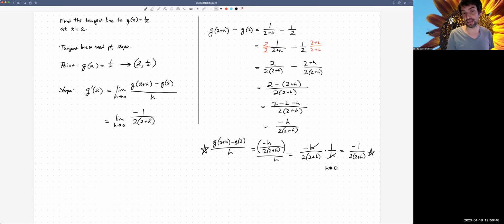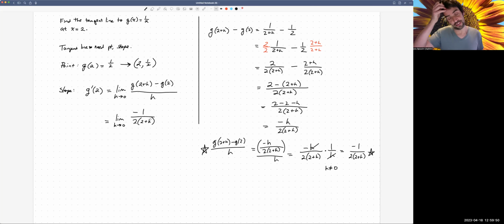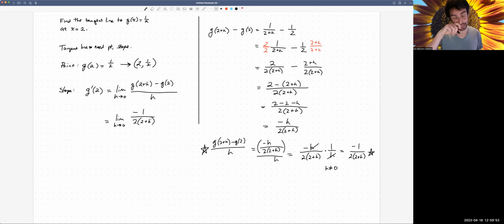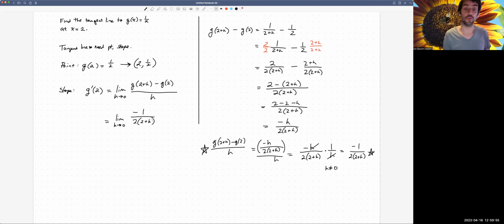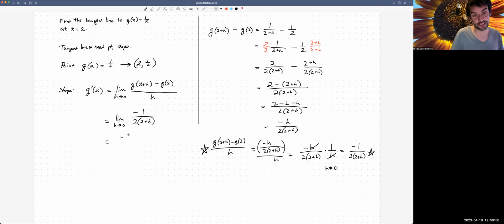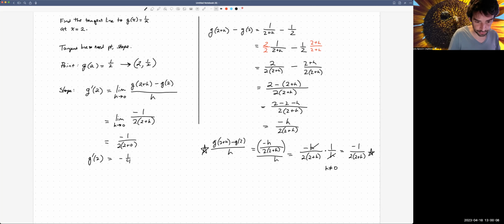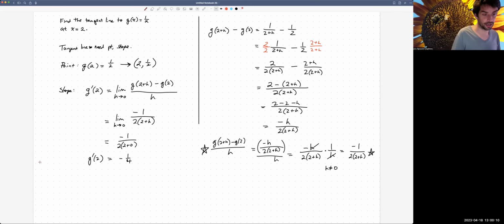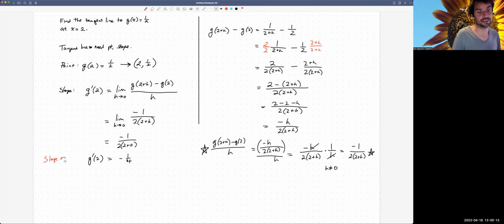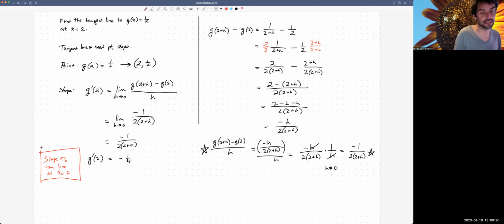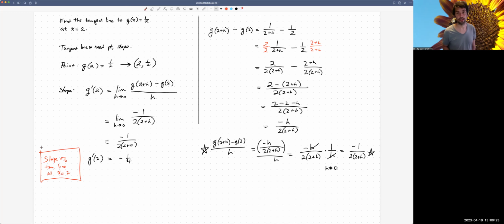So we can take this limit now. It's a rational function. This h is in its domain. 0 is in its domain. And so we can simply substitute 0 in for h to take the limit. I get negative 1 over 2 times 2 plus 0, or negative 1/4. So I get g prime of 2 is equal to negative 1/4. And remember, this is the slope of the tangent line at x equals 2, right? That's the meaning of the derivative at a point.